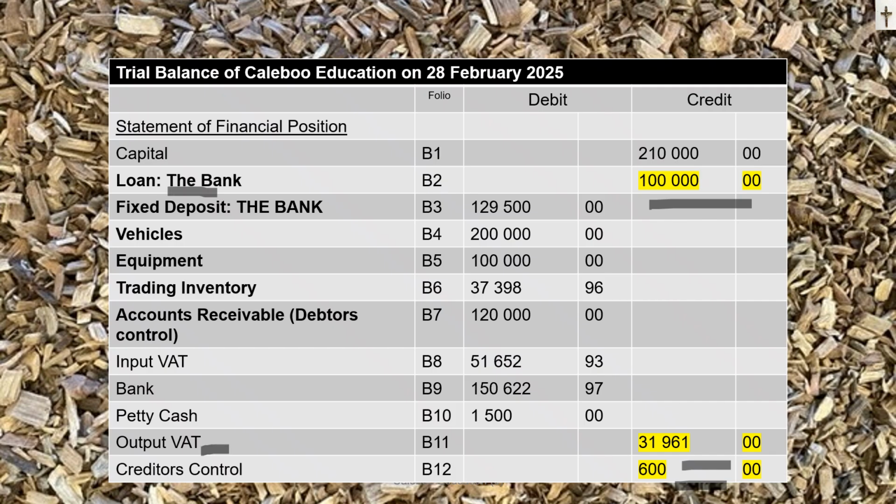Output VAT is a liability. More about that when we do VAT. Creditors control, as accounts payable, right? Creditors control, accounts payable. Those three items are liabilities. The question was what is the total liabilities? And if you add the three together, you get 132,561.